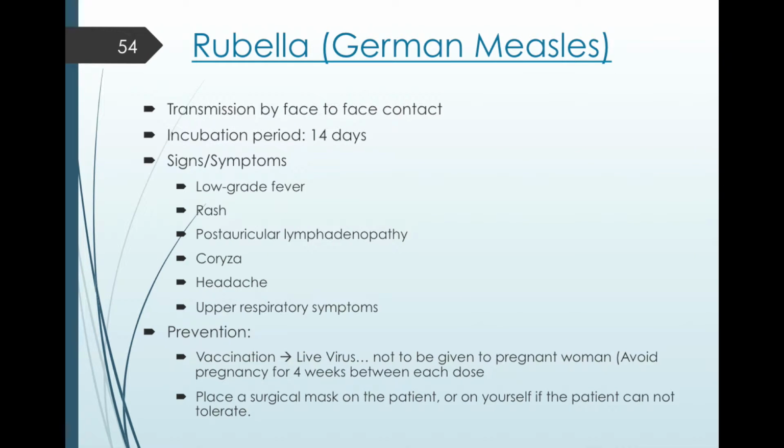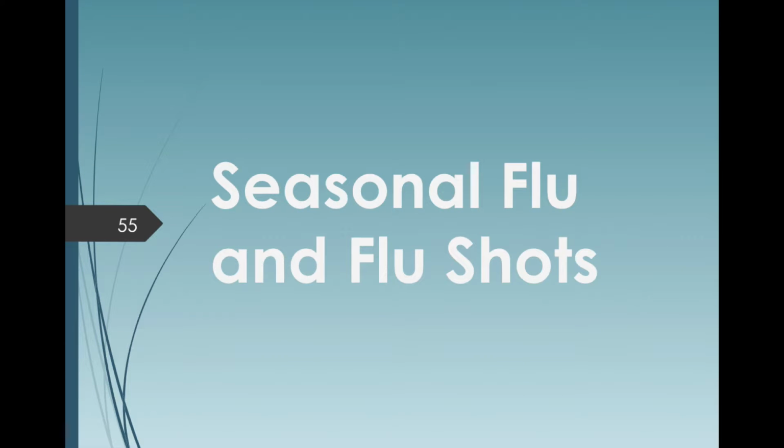Rubella or German measles. This is by face-to-face transmission. Incubation is about 14 days. Signs and symptoms: low-grade fever, rash, headache, upper respiratory symptoms. There is a vaccine for this. It is the MMR. This is a live vaccine, so it is not to be given to pregnant women. For patients who are positive for rubella, a surgical mask on the patient is appropriate. If they cannot tolerate it, you can wear a mask on yourself.